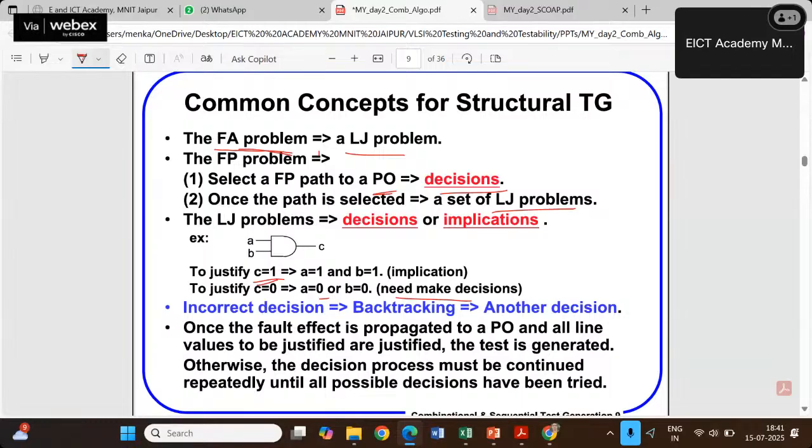But if the decision is not correct, then we have to backtrace again and take another decision if it is available. If we have backtraced completely and we are not able to find the correct decision, then we will say that this particular fault we are not able to detect. Such types of faults are called non-detectable faults. Okay.